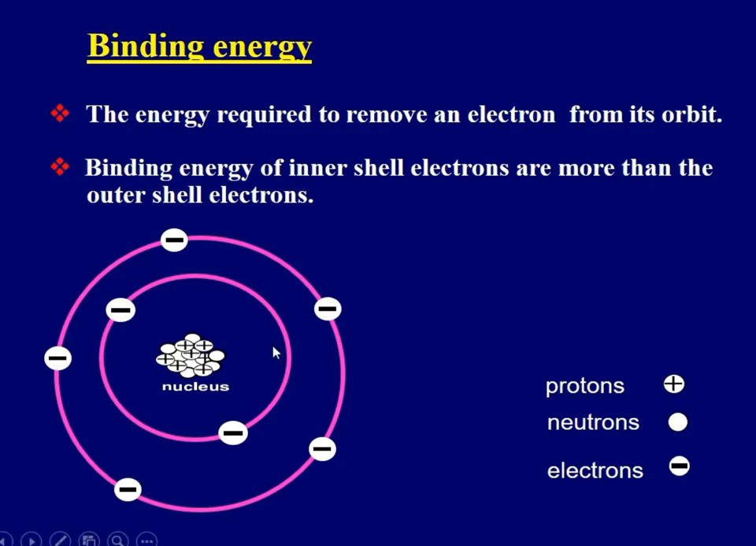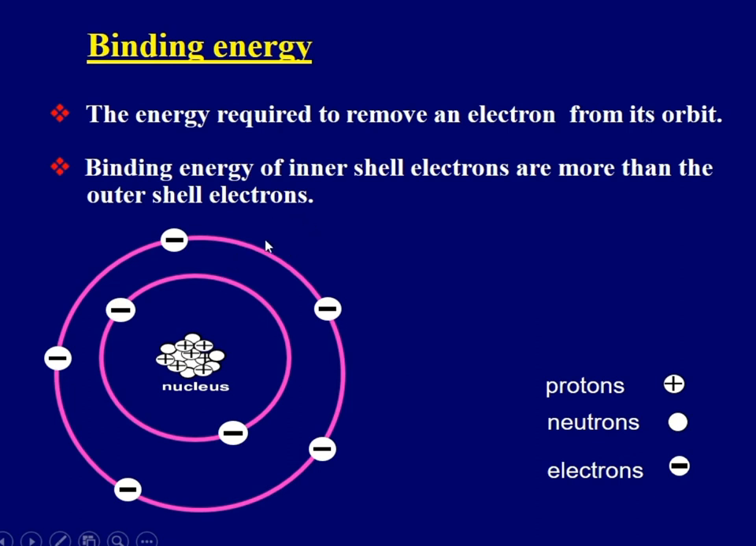Now what is the reason behind it? We can see in this diagram, let us suppose there are many orbits in a particular atom. Here there are only 2 orbits, but let us suppose there is an atom which has many orbits and many electrons. What will happen in that atom is that the inner shell electron will be shielded by the outer shell electron.